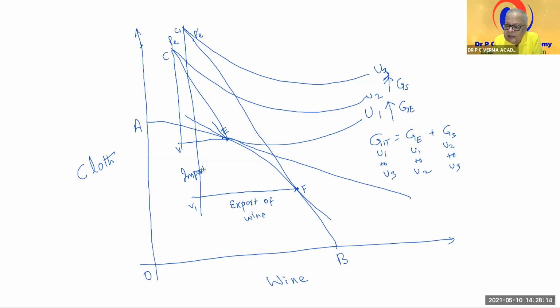Thereafter, specialization will take place, and under specialization more production of wine will be done, a larger quantity will be exported, a larger quantity will be imported, and the country will move to the third indifference curve. That is the final point in this case.